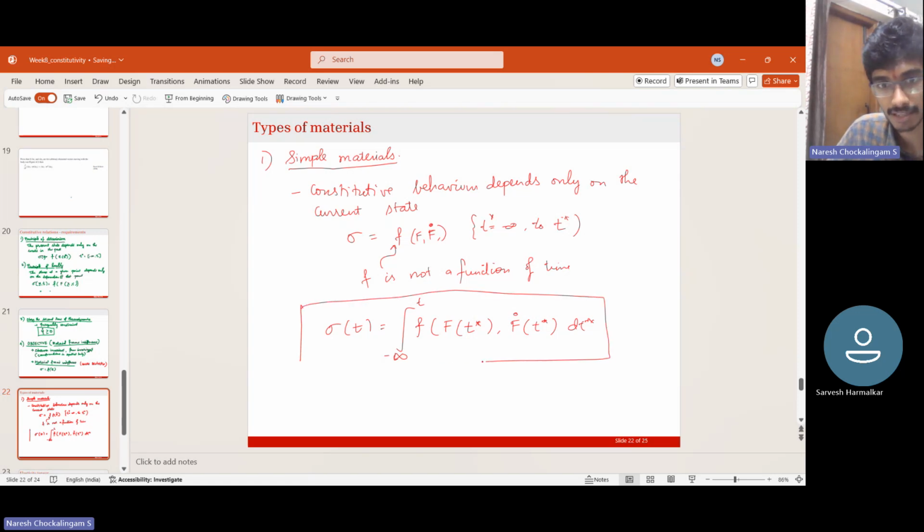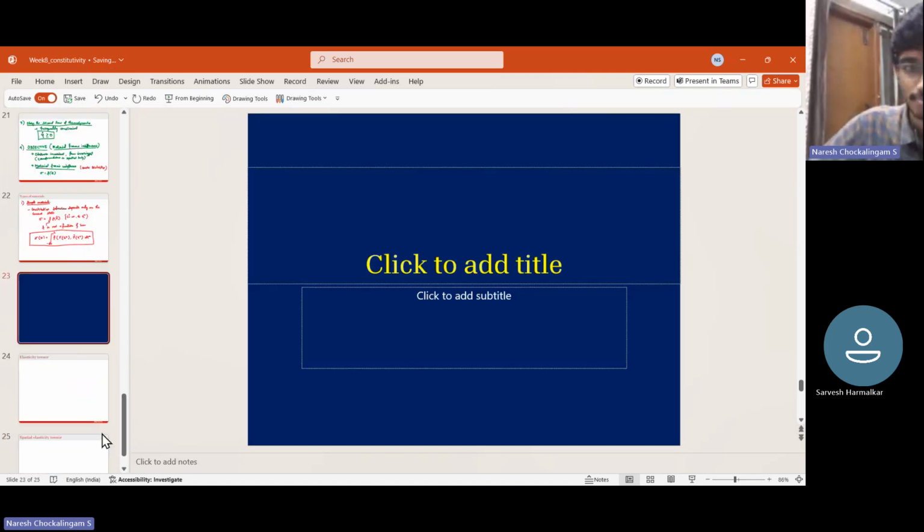The response, the stress response or the constitutive behavior, depends on a fixed function. The function itself is not a function of time. The relationship itself is not a function of time, but it can depend on everything from minus infinity, which is like anything back in the history, to the current point. So this is the definition of a simple material.